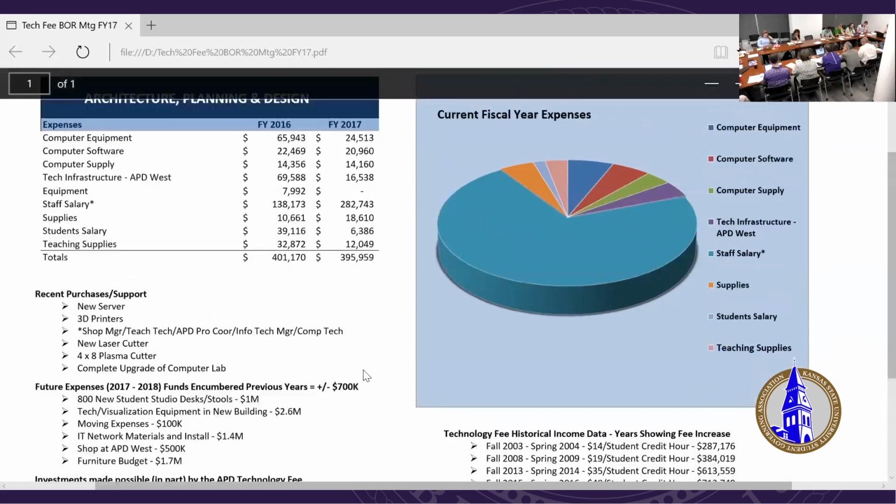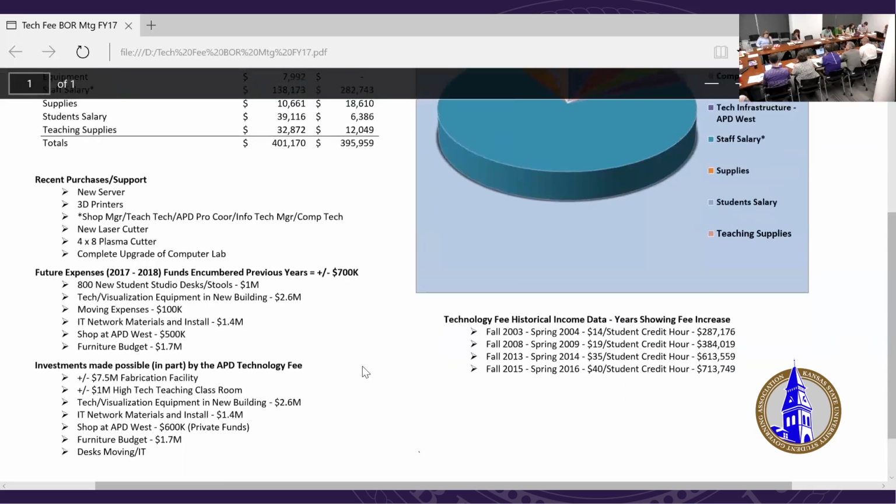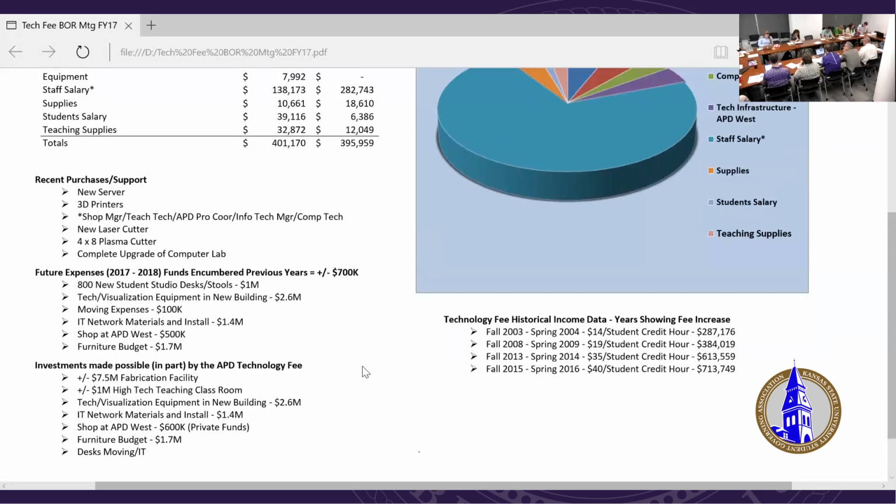But there are some other things coming that I want to point out. Starting at the next line, which really should be under investments, the tech and visualization equipment in the new building is $2.6 million. That's not coming out of tech fee. That second line is part of the funding of the building. So that's what leveraging the tech fee did to increase our technologies. Moving expenses, we'll be paying for out of tech fee. The IT network and materials install, that $1.4 million, is not coming out of the tech fee. That is, again, leveraged because of the tech fee.